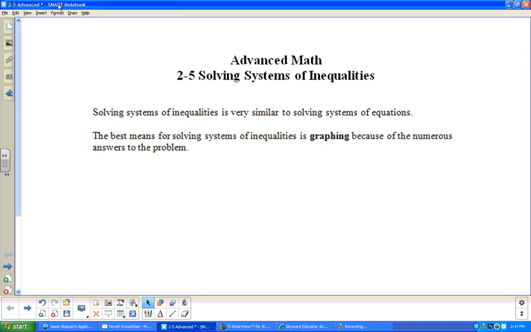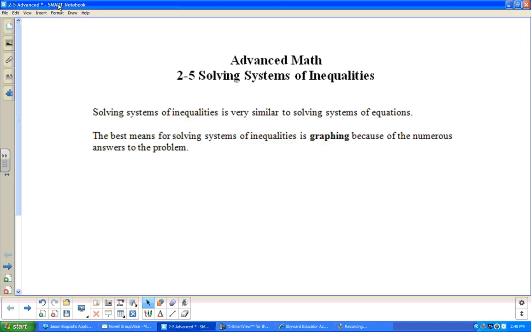And so now, then we did matrices, but we had to learn all about the way matrices work first, and then we solved systems using matrices. But those were, once again, of equations. Systems of inequalities, as you see here, the best way to do it is graphing because of how many answers there are.